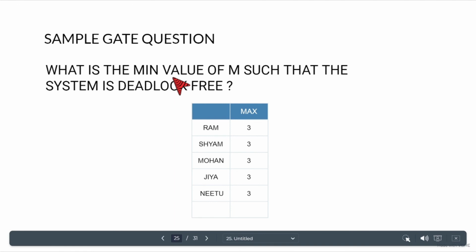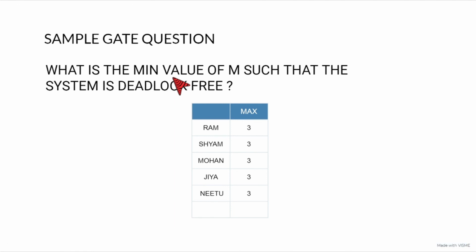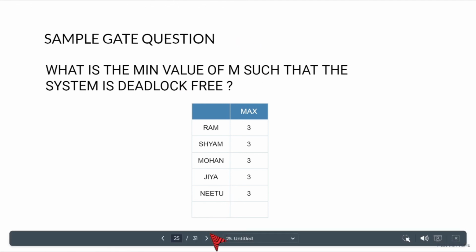Okay, it can be any value. Like we can have 100 pens, 1,000 pens, lakhs of pens, but it doesn't matter. In this question, they are asking for the minimum value of m, which is the minimum number of pens needed to avoid deadlock and fulfill this process. Okay, let me explain so that you might understand.